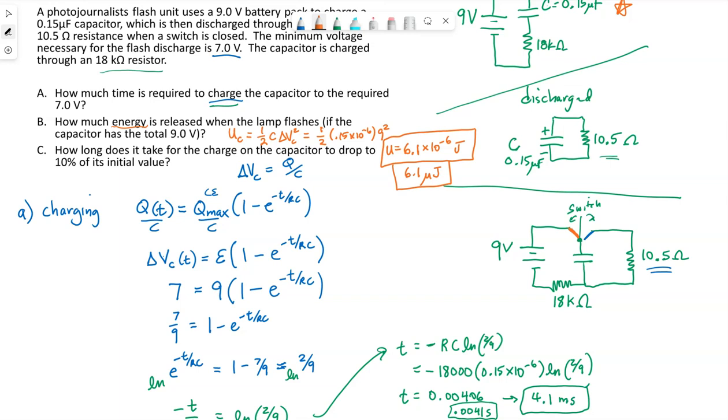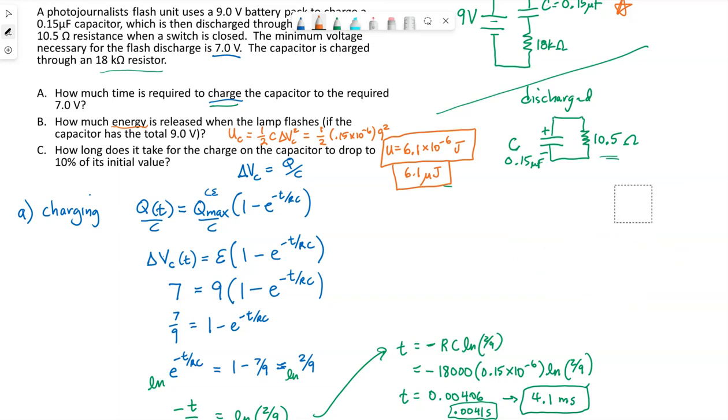So part C, how long does it take for the charge on the capacitor to drop to 10% of its initial value? Okay, I'm gonna erase part of this picture so I can have the room to write. So part C. It wants to know how long does it take for the charge to drop. So the charge dropping means we have a discharging circuit. Charge increases in a charging circuit, it drops in a discharging circuit. So for our discharging circuit, we have the charge as a function of time is Q naught e to the negative t over RC.